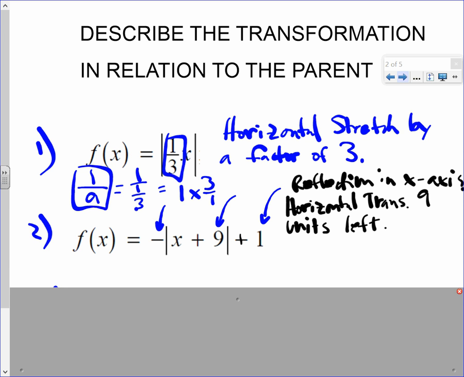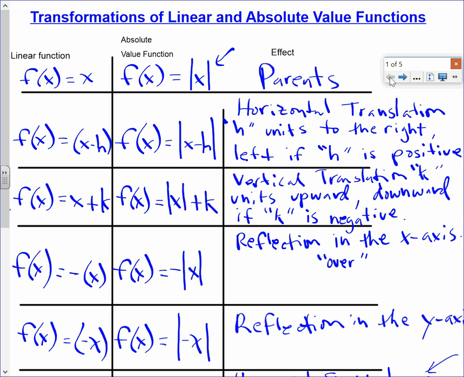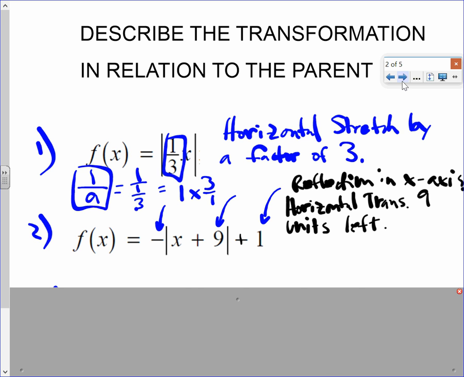Last but not least, what about the 1 now? Let me go to my notes. Which one has something to do with adding stuff outside the parentheses? Right here, I look at the k value. The k. Upward if k is positive, down if k is negative. Nice. We're going to go up 1, huh? So go to right, upward. I'll put vertical translation. Upward. How many units? 1 unit.